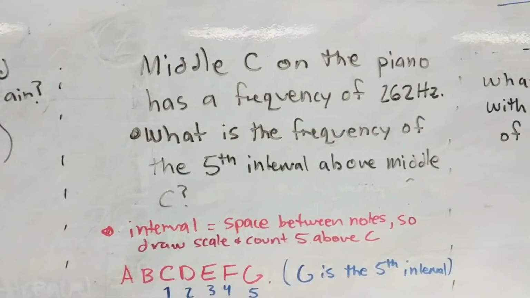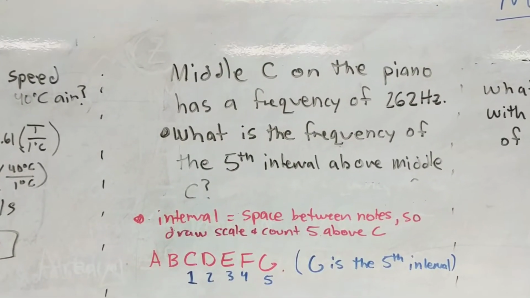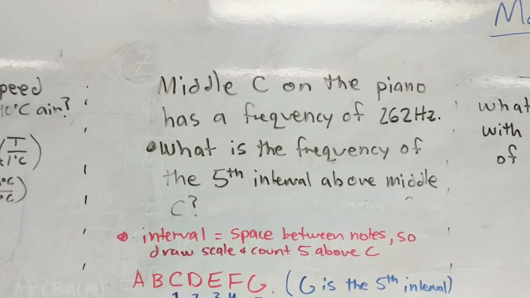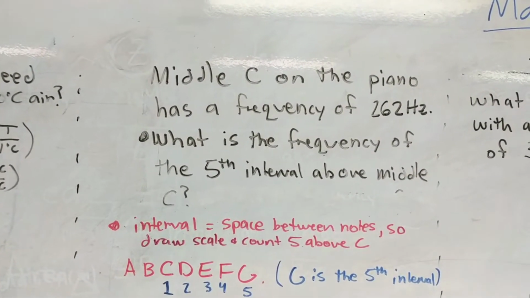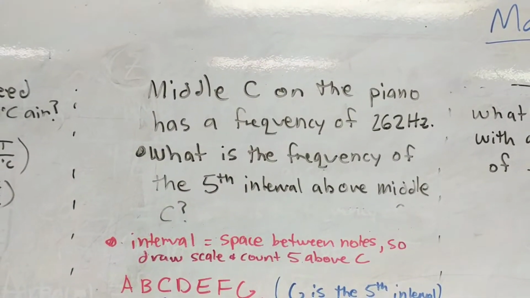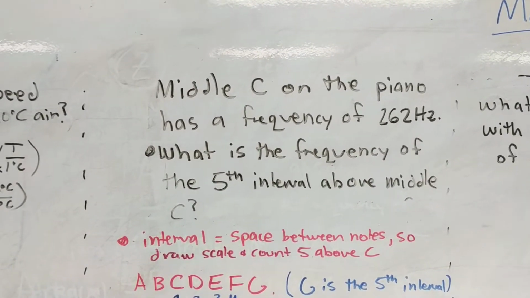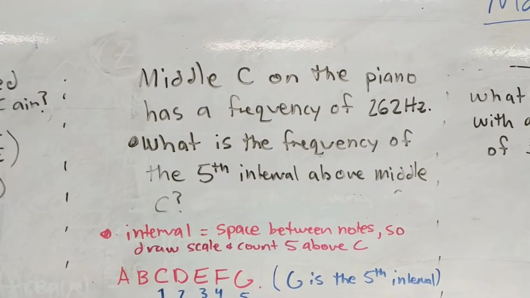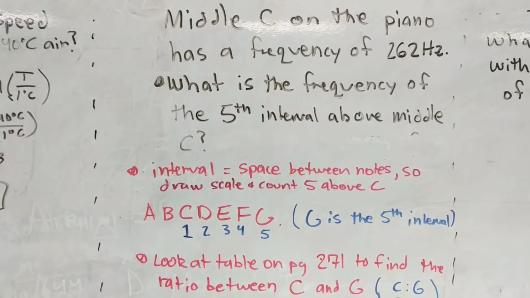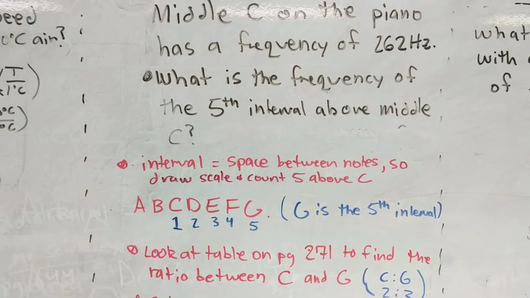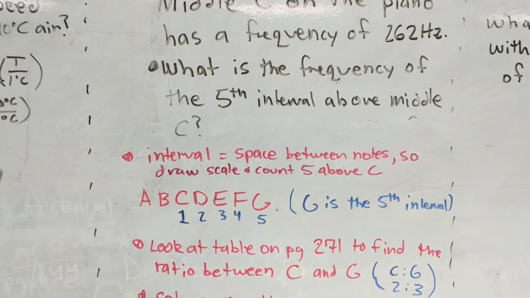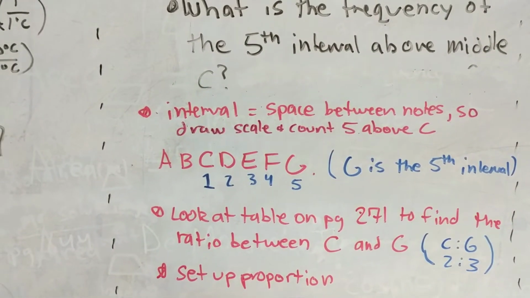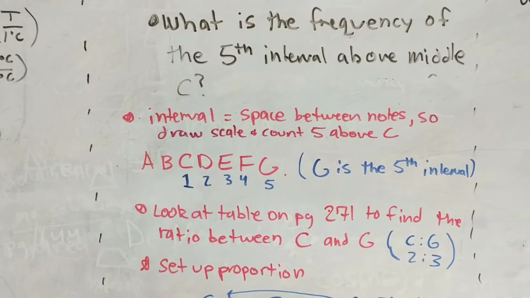So, these next two problems use 8.4, particularly the italicized text, which is often just as important as the bold text. So middle C on the piano has a frequency of 262 hertz. What is the frequency of the fifth interval above middle C? Remember, an interval is the space between notes. So we're going to draw the scale and we're going to count 5 above C. We start at C with 1, and when we count to 5, we get to G. So G is the fifth interval.